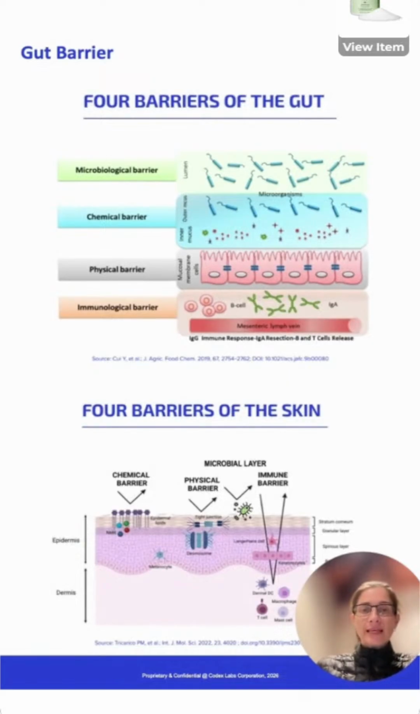In the skin, the chemical barrier is mainly due to natural moisturizing factors and epidermal lipids in the stratum corneum. In the gut, the chemical barrier is the mucosal layer with its mucins, glycoproteins, antibodies, and antimicrobial elements that are produced by the gut microbiome.